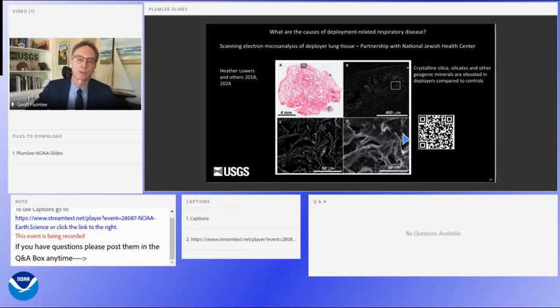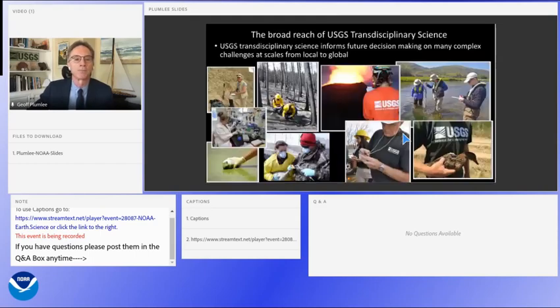So the burn pits, which people have probably heard about, may be a source of the issue as well, but certainly the geologic components of dust might be something to look at as well.